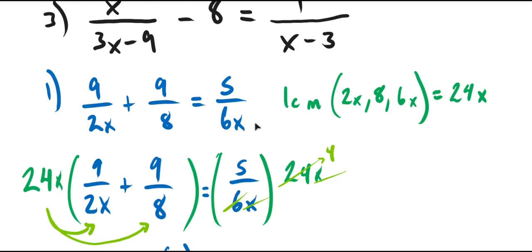So here, the least common multiple is going to be 24x. The least common multiple of 2x and of 2, 8, and 6 is 24.